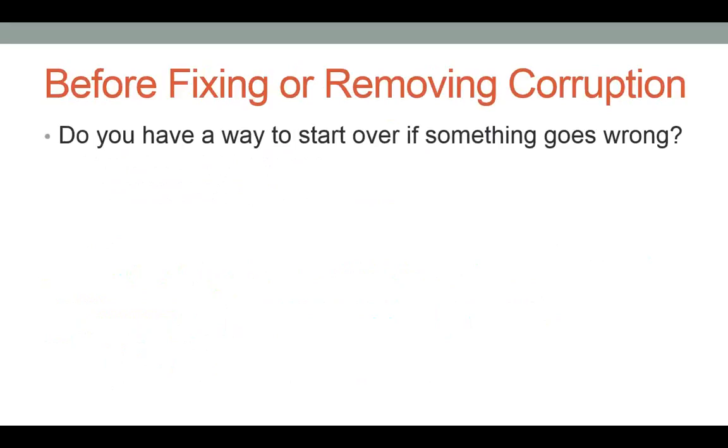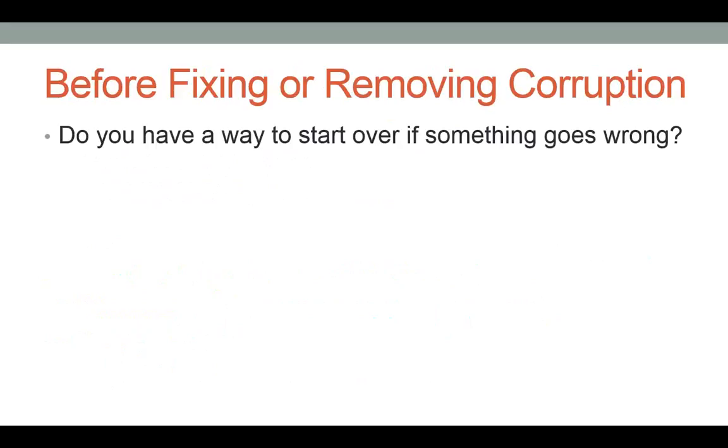So let's take a look at some things that you want to do before fixing or removing the corruption. The first thing you usually think is, well, how can we fix this quickly before anything gets worse? But you want to look at some other things first. Like, do you have a way to start over if something goes wrong?